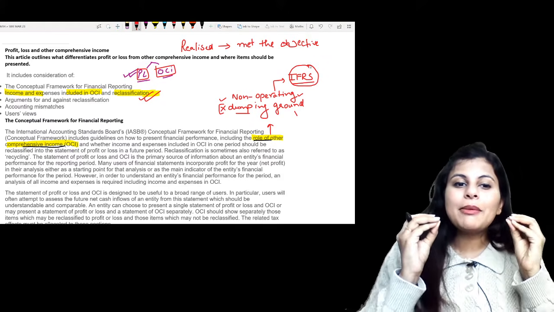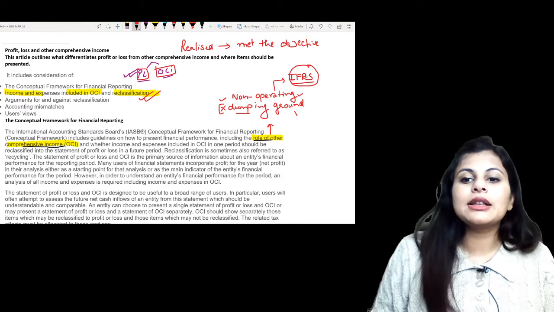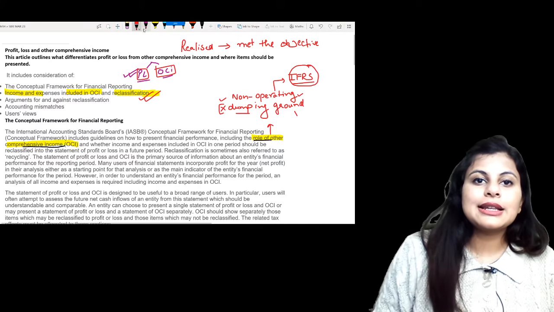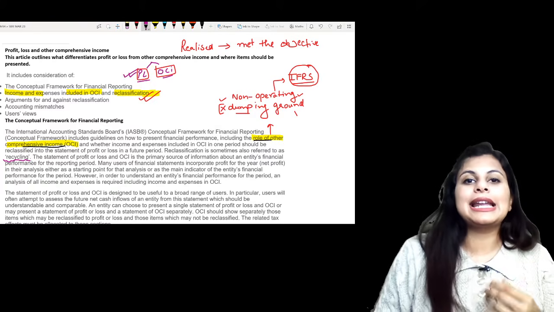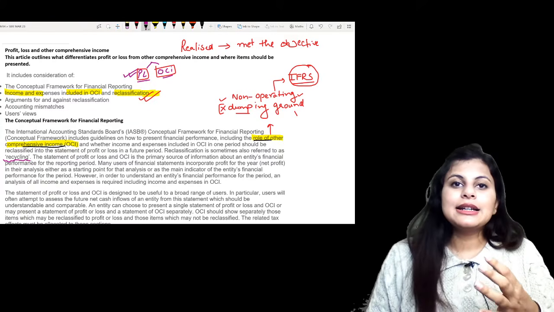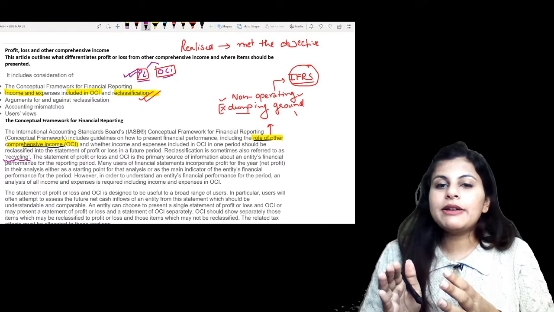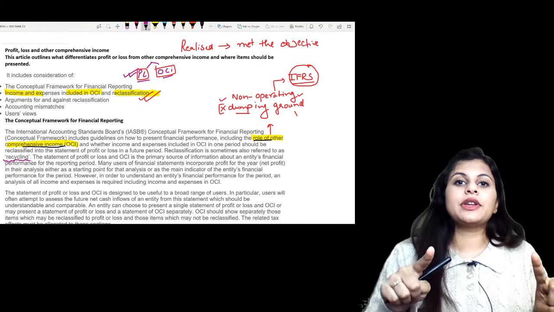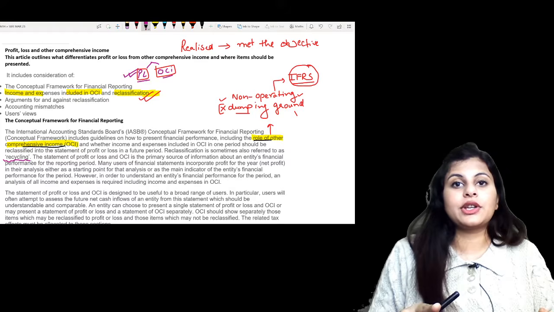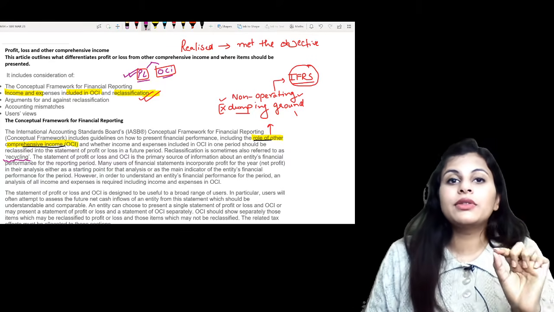So let's come back to what reclassification is. They say that reclassification is also referred to as recycling. I said a reserve transfer from revaluation surplus to retained earnings is not reclassification. Not reclassification, okay? Many students have this confusion.